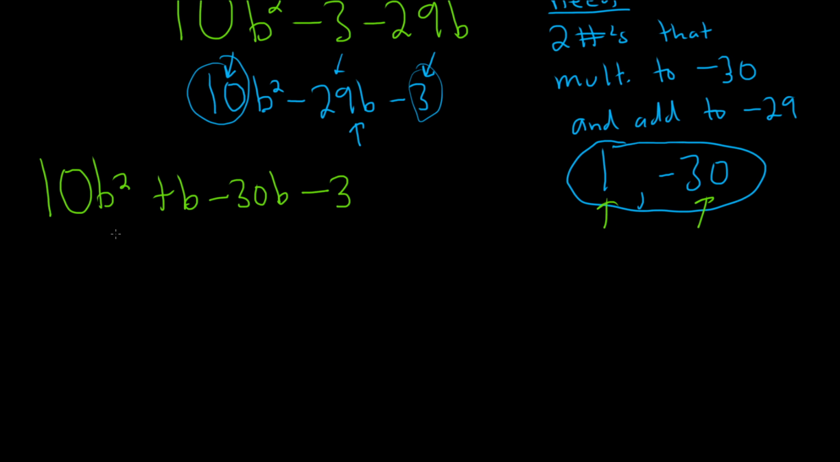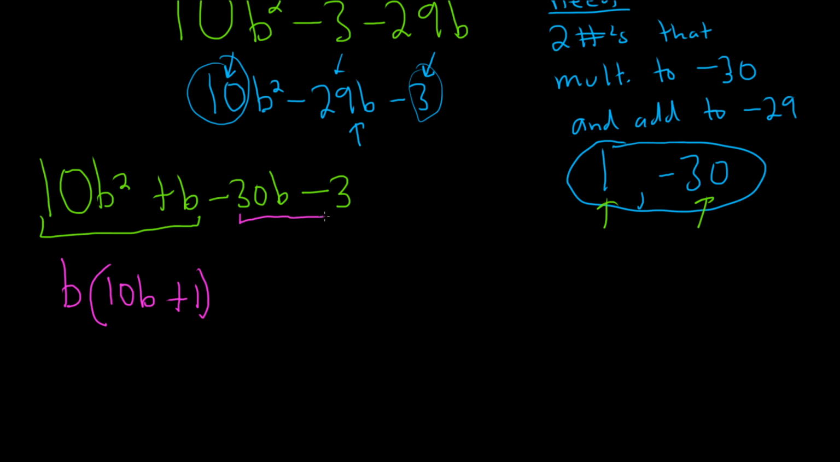So now we're going to use factor by grouping. So we look at the first two terms here, and we're looking to see what they have in common. So it looks like they both have a b in common. So b parentheses, and let's see, what do we multiply by b in order to get 10b squared? So 10b. And what do we multiply by b in order to get b? So just 1. All right.